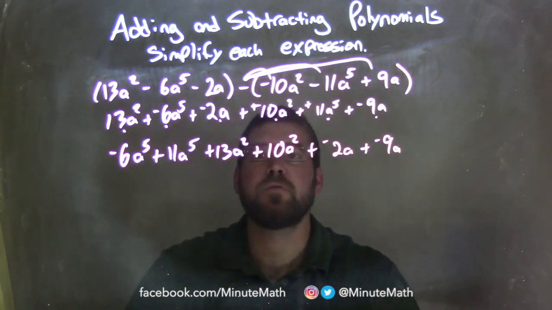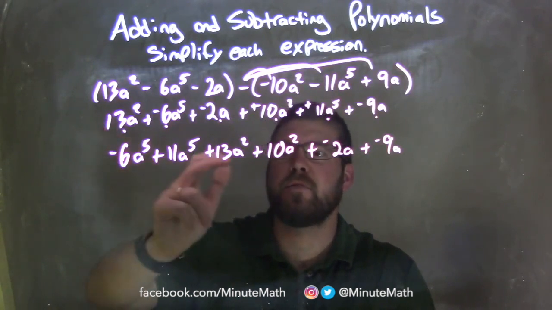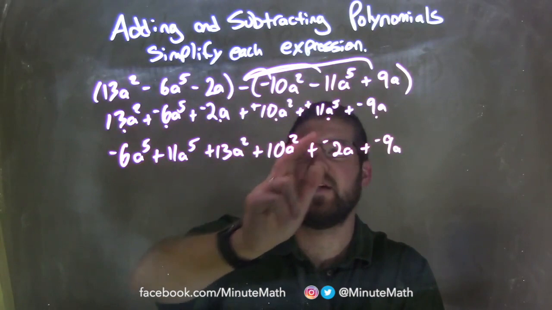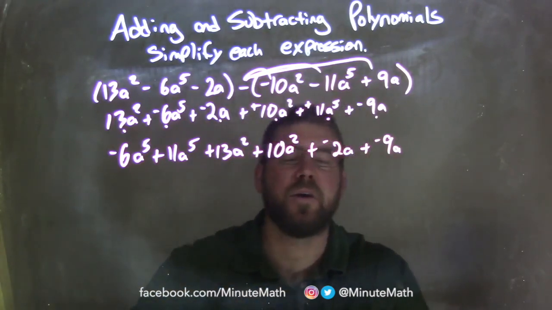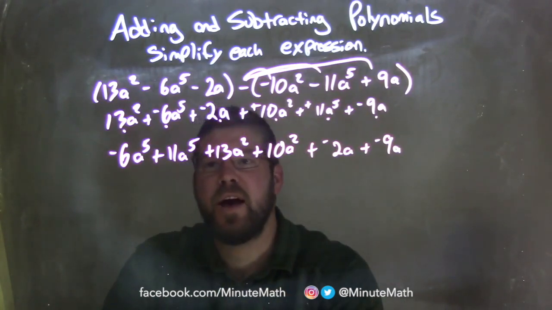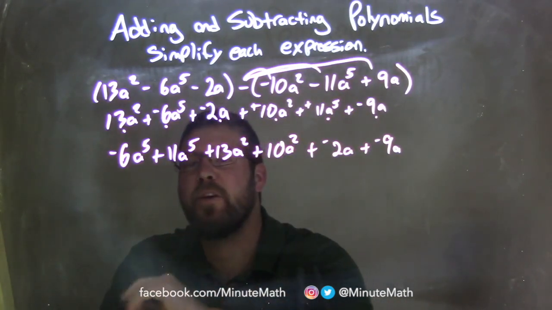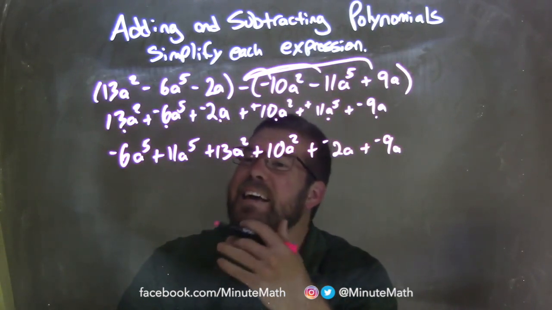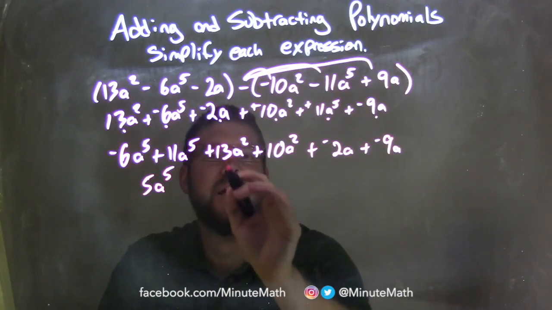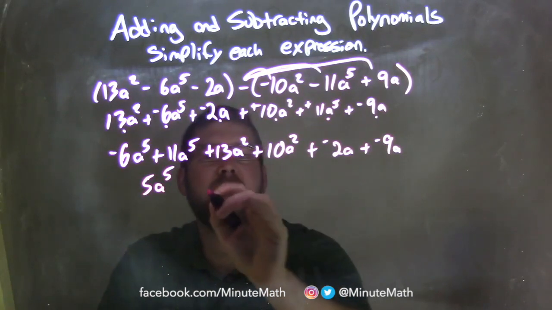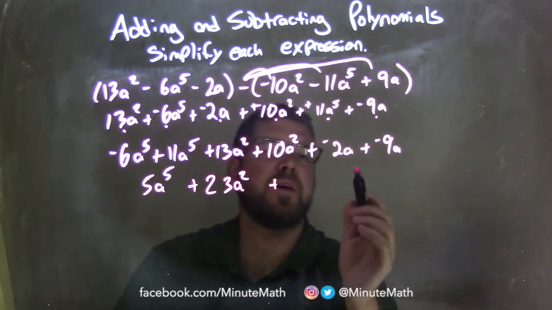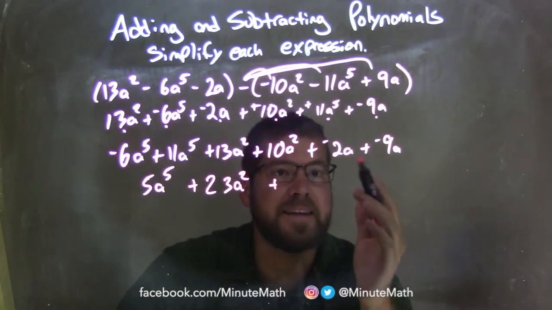Okay, let's just double check we brought everything down. 13a squared, negative 6a to the fifth, negative 2a is right there, 10a squared, 11a to the fifth, and negative 9a. Good, we brought everything down. So now let's combine our like terms. Negative 6a to the fifth plus 11a to the fifth is positive 5a to the fifth. 13a squared plus 10a squared is 23a squared. Lastly, negative 2a plus a negative 9a is a negative 11a.